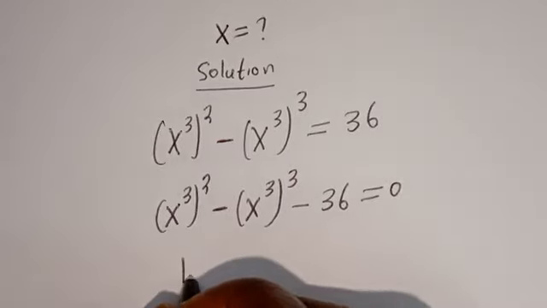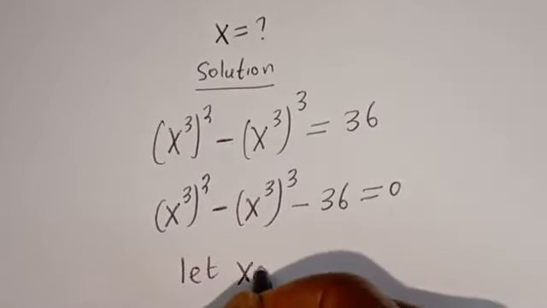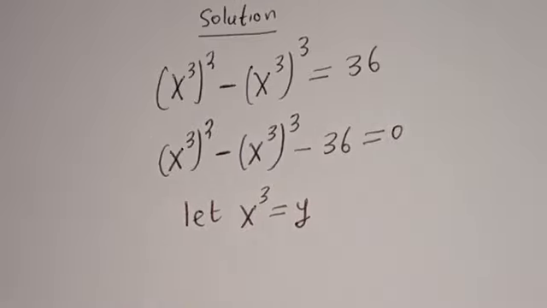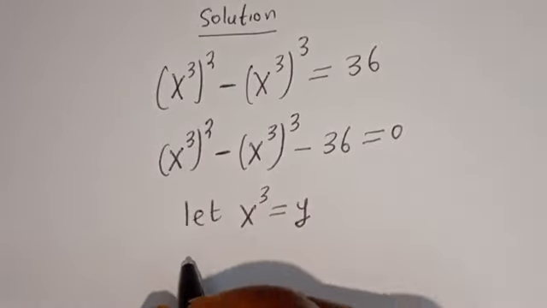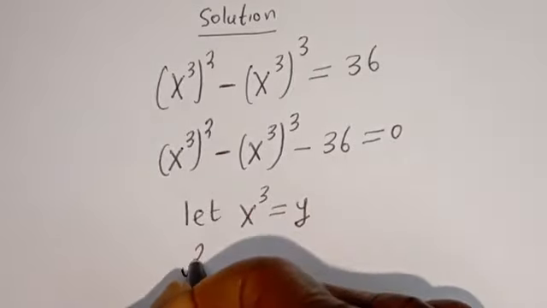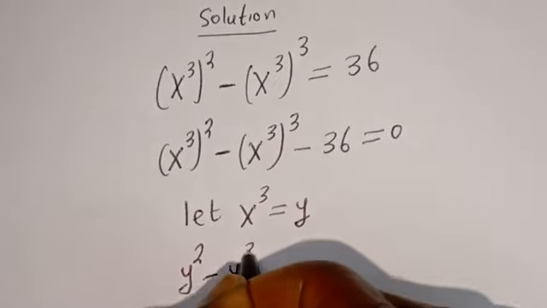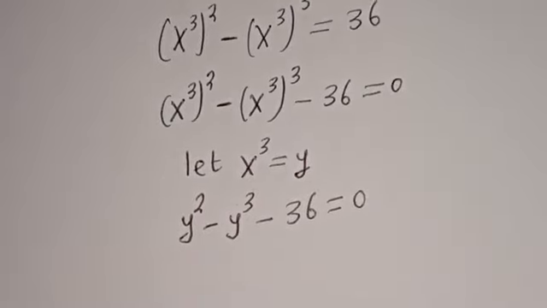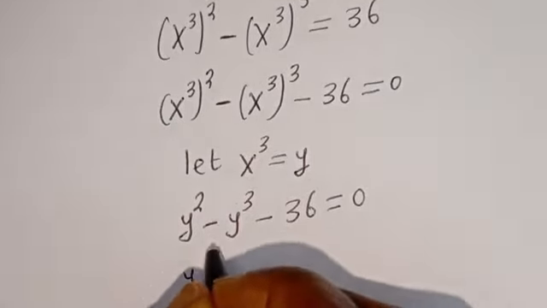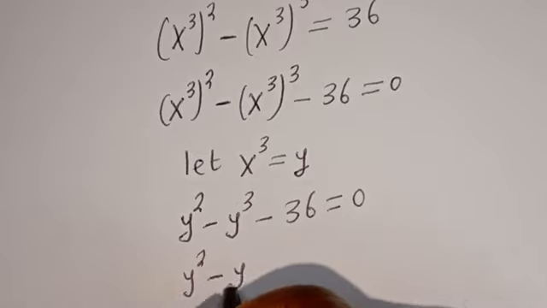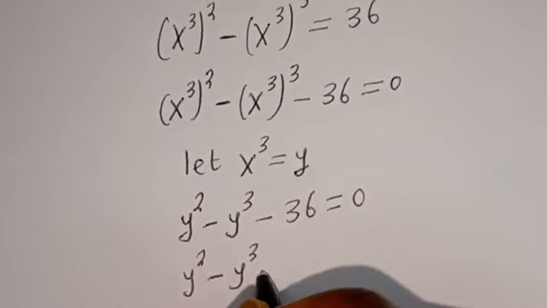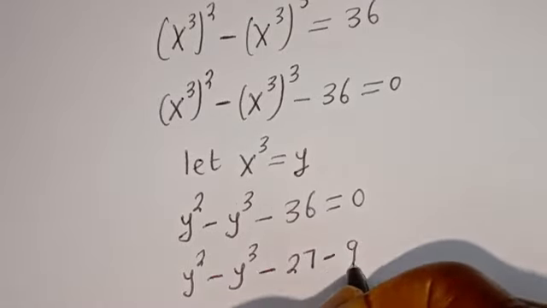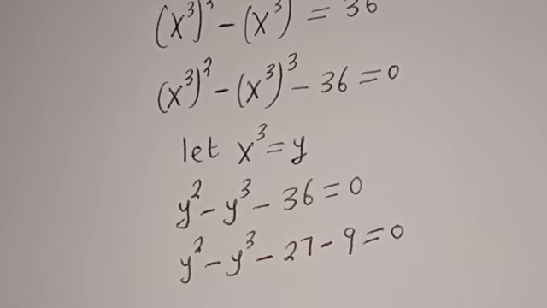Now let s to the power of 3 be equal to y. Then this equation becomes y squared minus y to the power of 3 minus 36 is equal to 0. Then minus 36 can be written as minus 27 minus 9 is equal to 0.